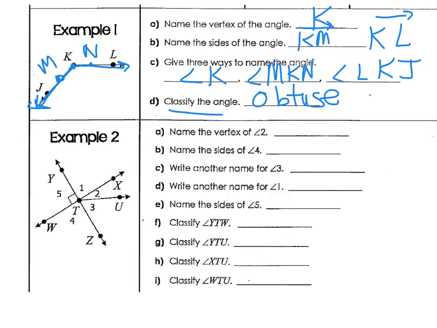Now, the second picture has a lot of different angles in here, so you have to be careful with which letters you're looking at. If I'm looking at angle 2, it would be this angle right here. Another name for angle 2 would be angle XTU. The vertex of angle 2 would be the point T. I'm going to let you fill in example 2 and then bring it up to me to get checked.